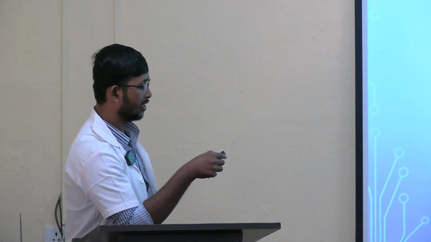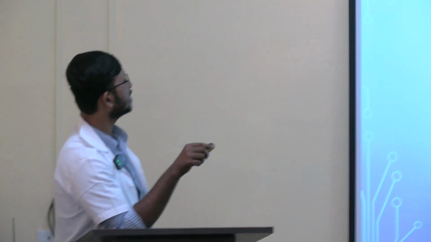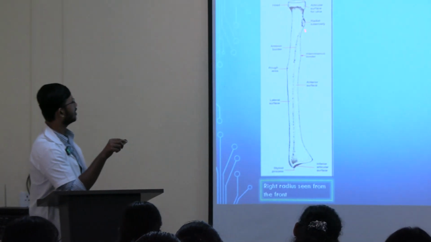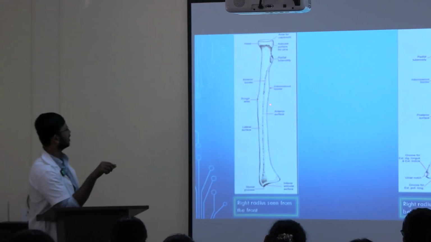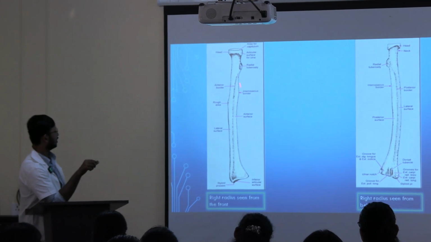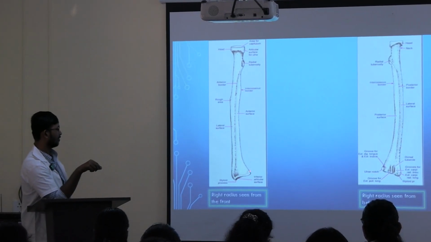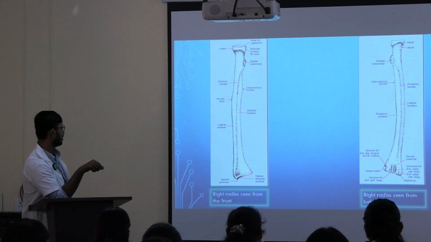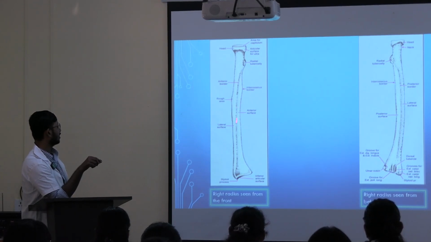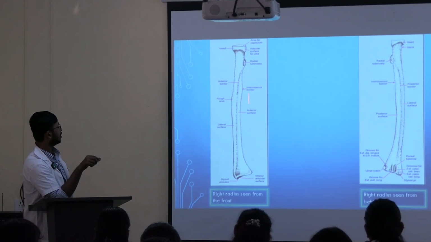So this is the right radius. The right radius has the radial tuberosity on the medial side. This is the sharp interosseous border I was talking about. This goes downwards, and here a triangle-like projection is there. You need not know this. Then this is the anterior border, which goes downwards and forms another triangular structure, and below this is the styloid process. This styloid process should always face laterally.